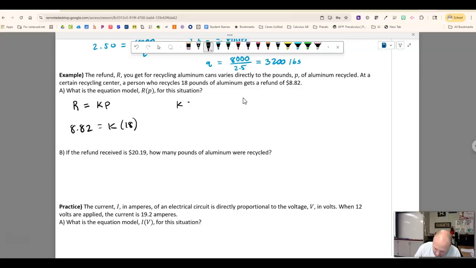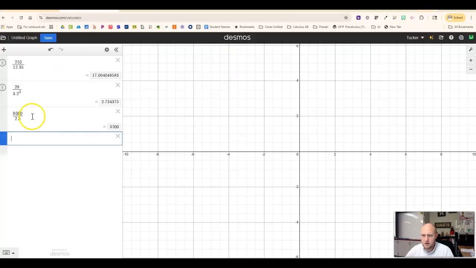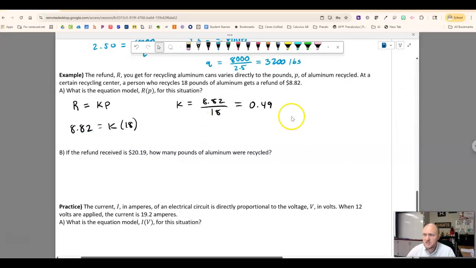So I'm going to go ahead and solve for K. I'm going to divide both sides by 18. And we can go here. And so we get 882 divided by 18, and we get 49 cents. 0.49 is your constant of variation. So you get 49 cents per pound. So here is your model. So the refund based upon the pound is 0.49 times the amount of pound.